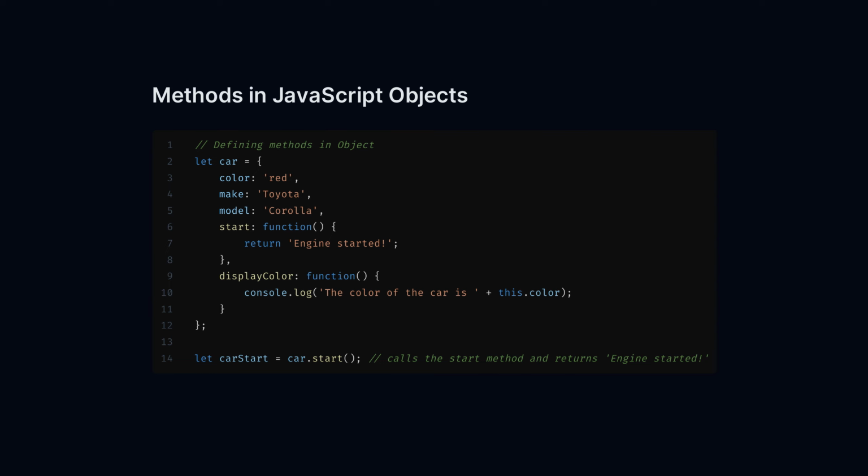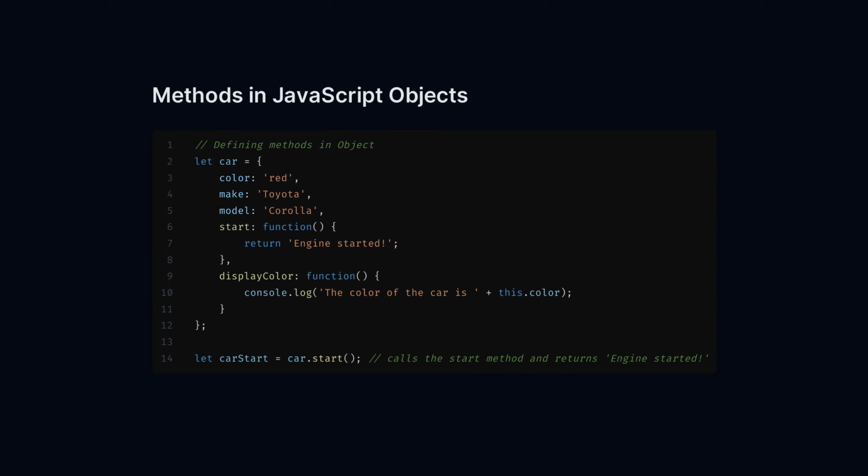Methods in an object are defined as functions within the object, just like we define properties. Take, for example, the start method in our car object. This method is a function that returns the string engine started. To call this method, we use the name of the object, followed by dot notation, and the method name, as shown in the car.start command.